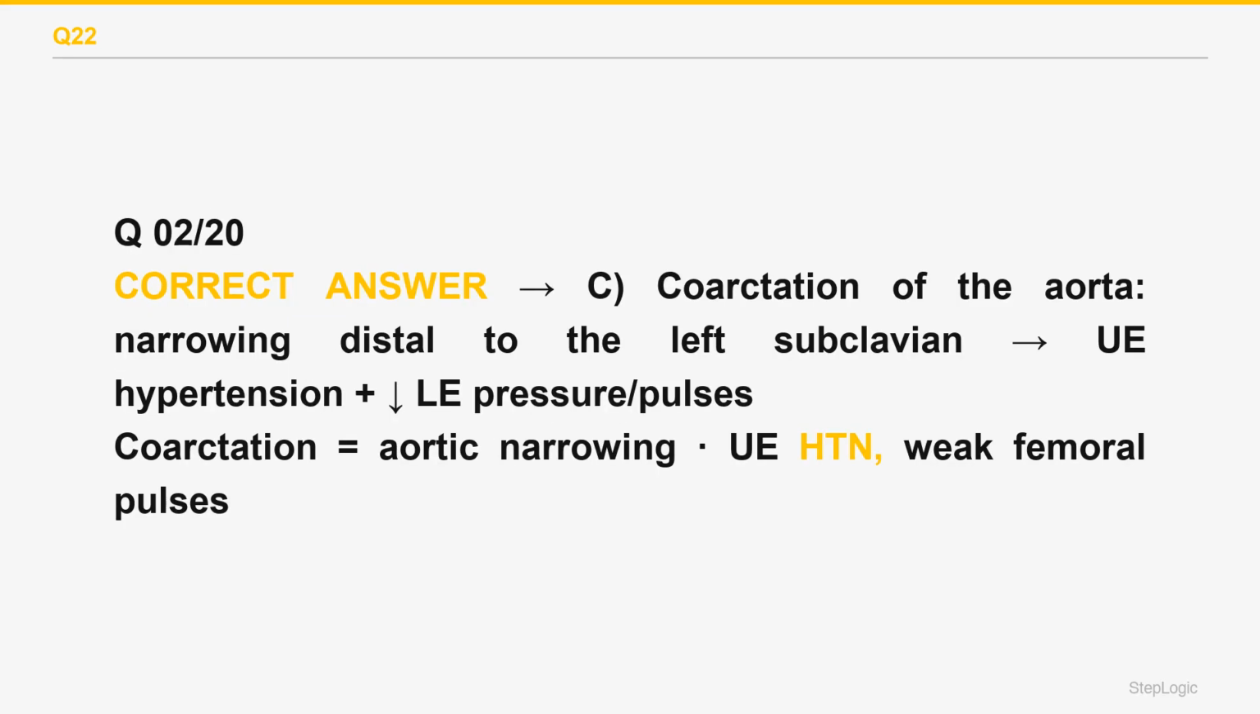The correct answer is C. The rib notching on chest x-ray is a classic clue. Collateral circulation develops through the intercostal arteries to bypass the narrowing, and these enlarged pulsatile collaterals erode the undersides of the ribs. Coarctation is strongly associated with Turner syndrome, as here, and bicuspid aortic valve. The differential blood pressure between arms and legs is the key exam finding. The aortic narrowing causing upper extremity hypertension with weak femoral pulses and rib notching is coarctation of the aorta.